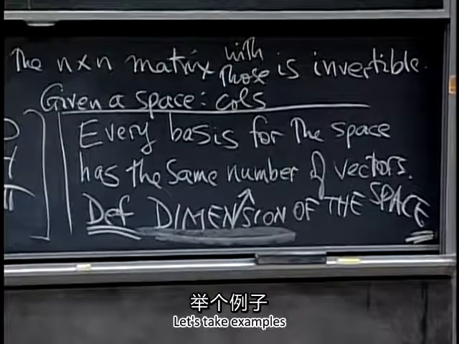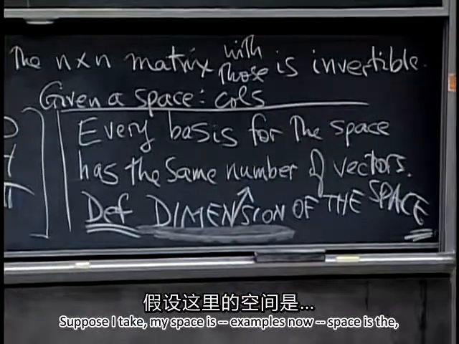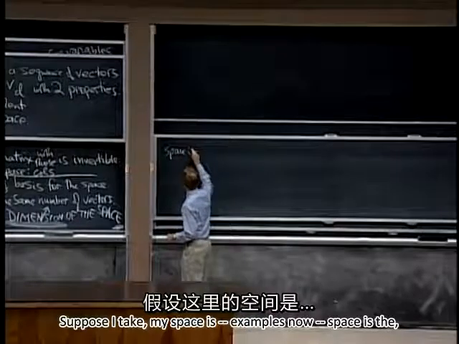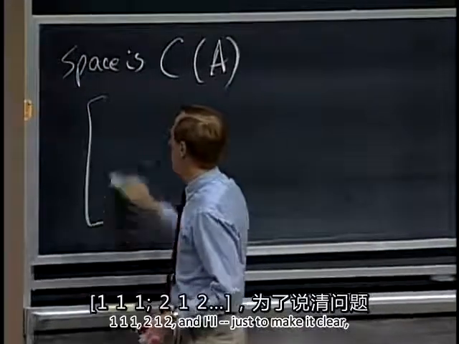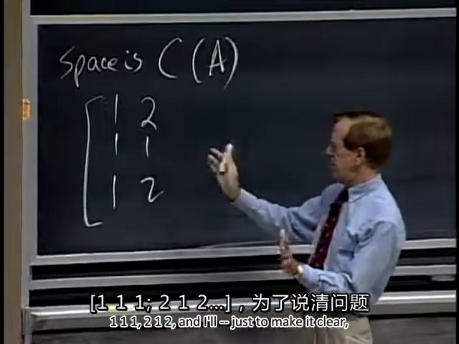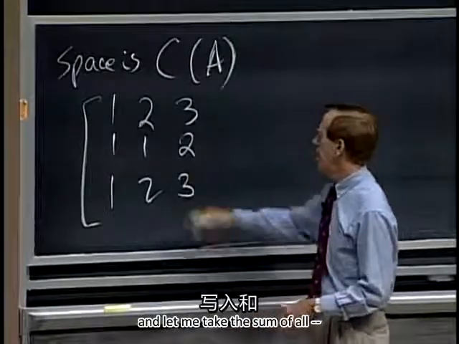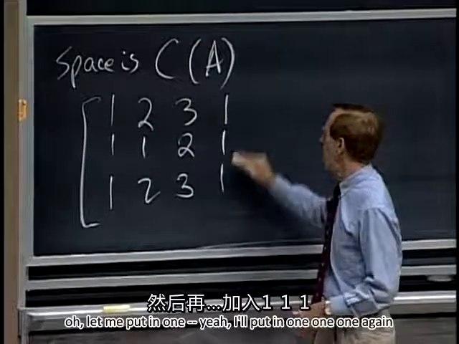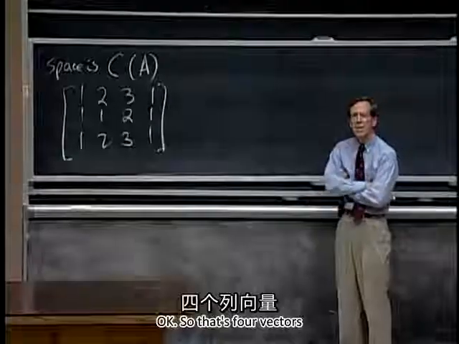Okay, let's take examples. Suppose my space is, say, the column space of this matrix. Let me write down a matrix. 1, 1, 1, 2, 1, 2, and just to make it clear, I'll take the sum there, 3, 2, 3, and then I'll put in 1, 1, 1 again. So that's 4 vectors.